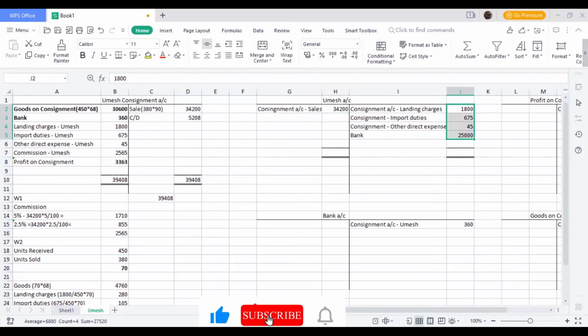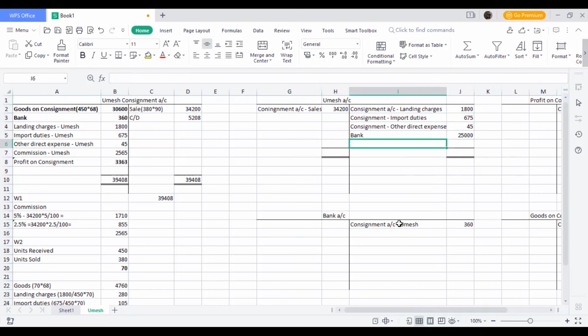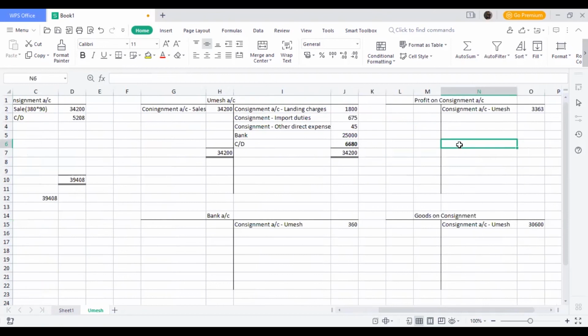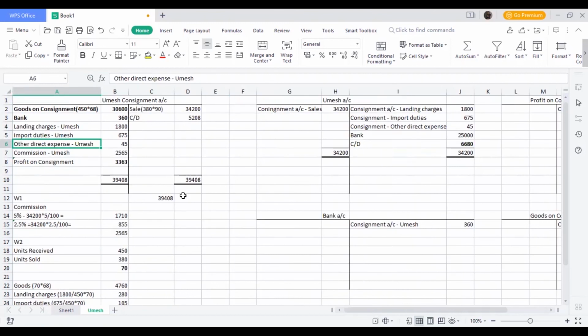Okay, we should consider it as a carried down balance. That's an amount he should pay to Chang at the end of the year. So the debit side is higher than the credit side. I'll take 34,200 on both sides. Then I take this total. You can see here my value 27,520. So I'll take 34,200, 27,520, 6,680. So this is how you do a consignment account. Did you understand this?